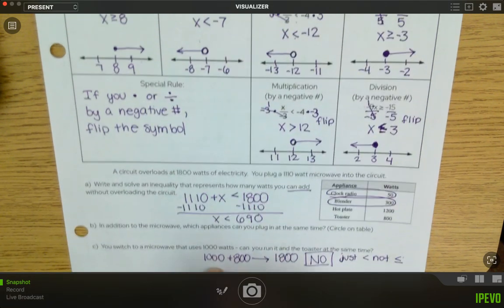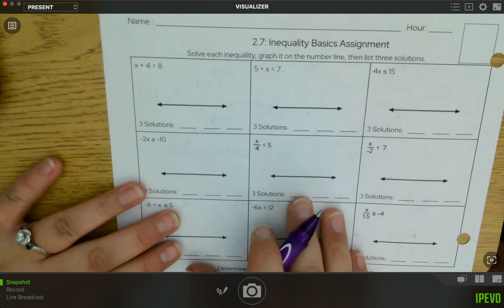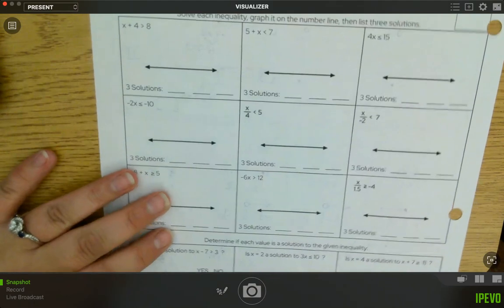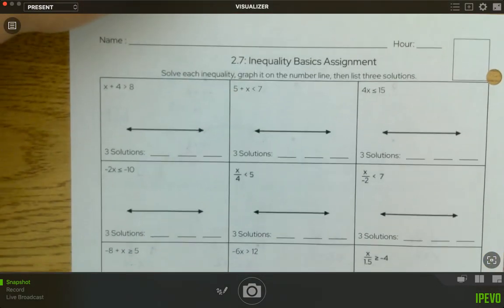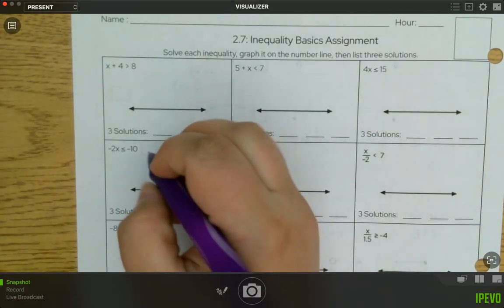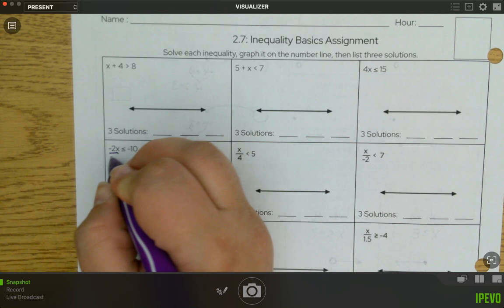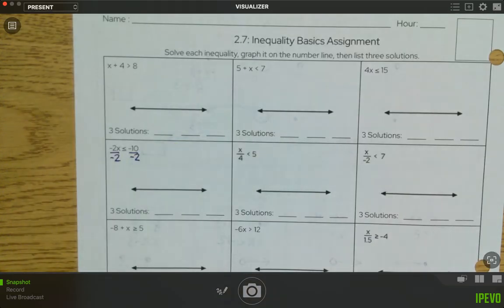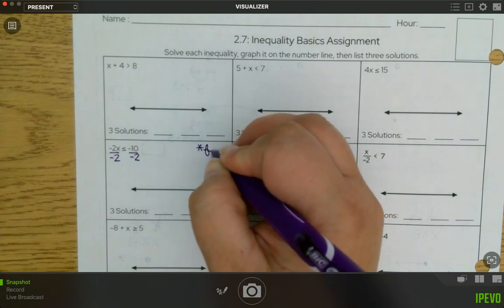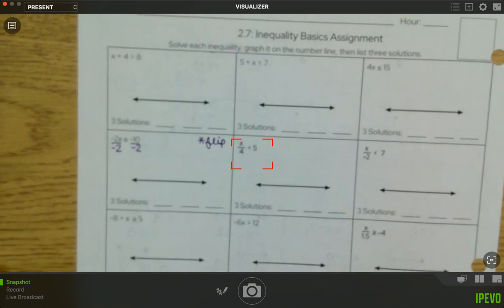One last thing before we finish. Back here, when it says 3 solutions, what it wants you to do is list 3 solutions for me. I'm going to pick one of the ones with a negative. You're going to have to flip the symbol when you divide by -2 on, let's see, this would be number 4. Okay, so I'm going to go ahead and do that one as my example.